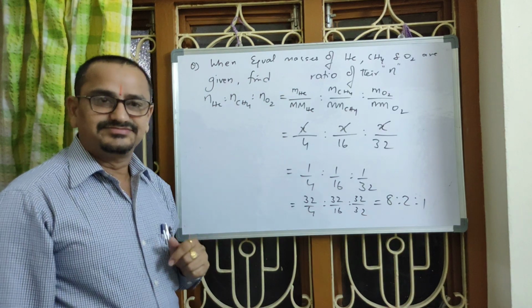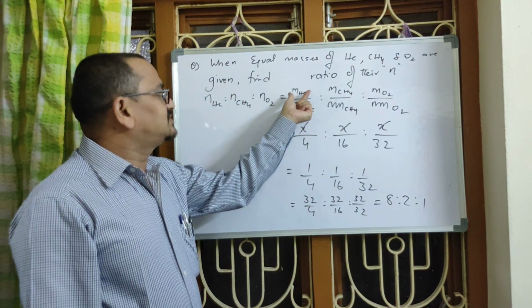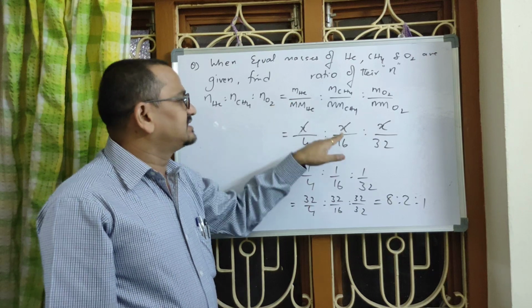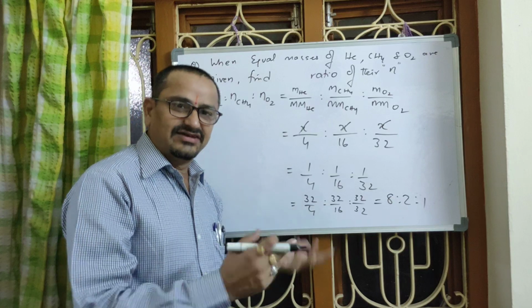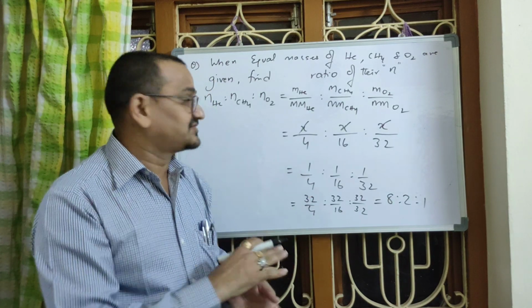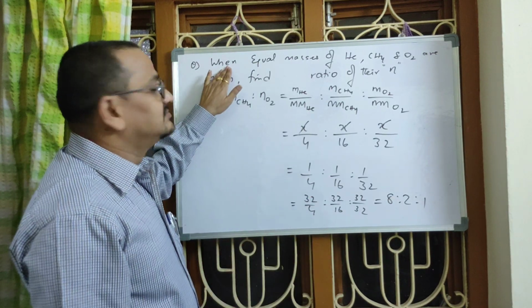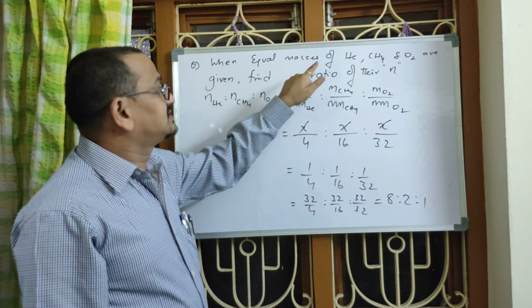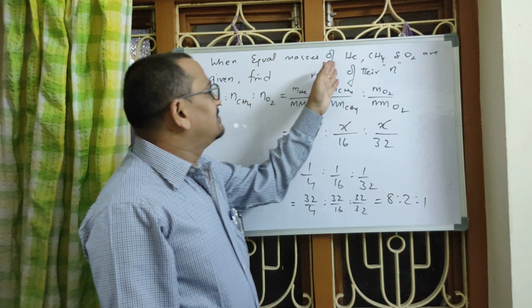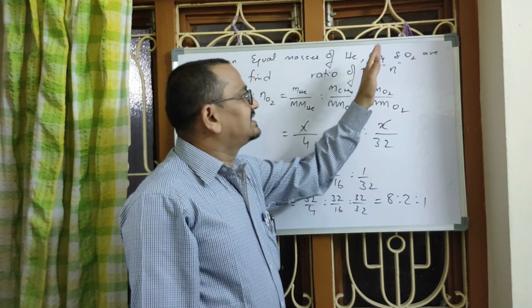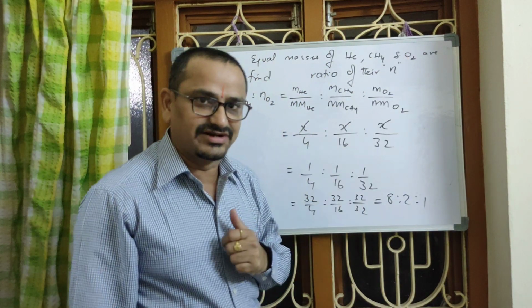There is another way. Some students may get confused. Sir, x grams means how to solve it, sir? I am getting confused when the variable is given. Then there is another method of solving the same question. What's given? Equal mass of helium, methane and oxygen are given. Same mass of helium, same mass of methane and same mass of oxygen are given in the question, right?